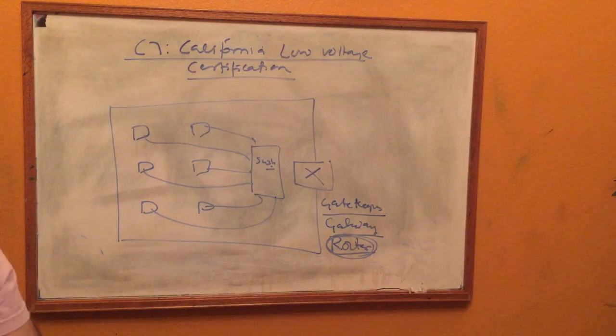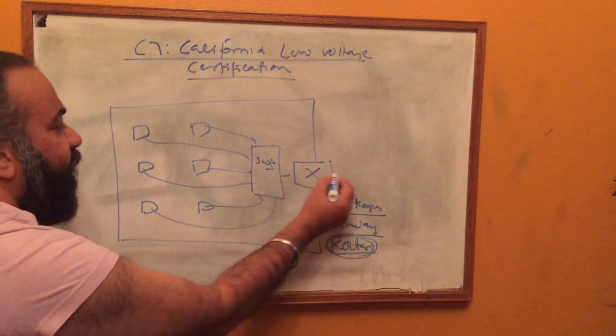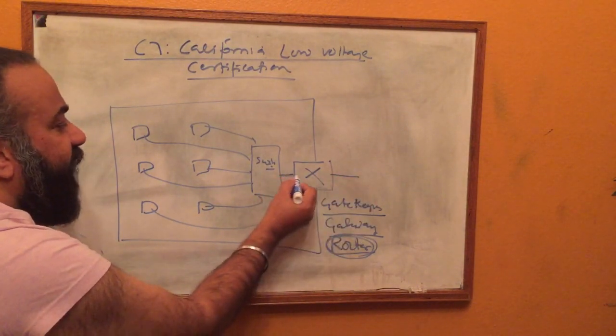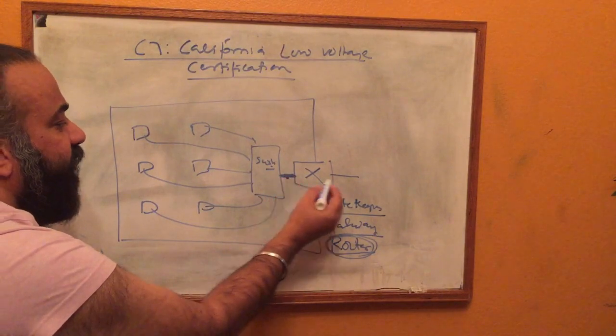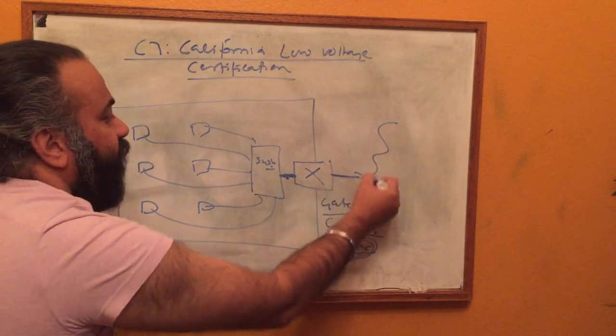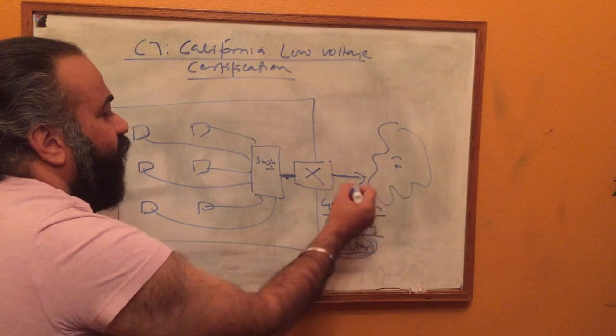Most of the time we'll call it a router. There is a technical significance to why we call it a router, but we are talking about the physical connectivity so far. So some connection will happen between the switch and the router, and then from the router it goes to, we'll represent this as the internet, the cloud.